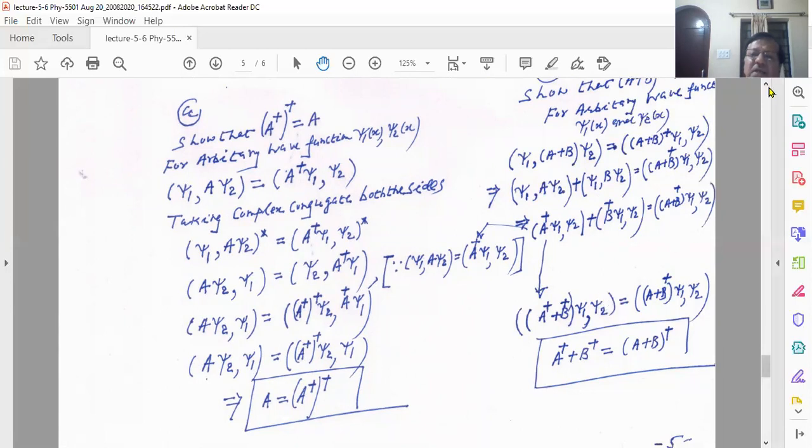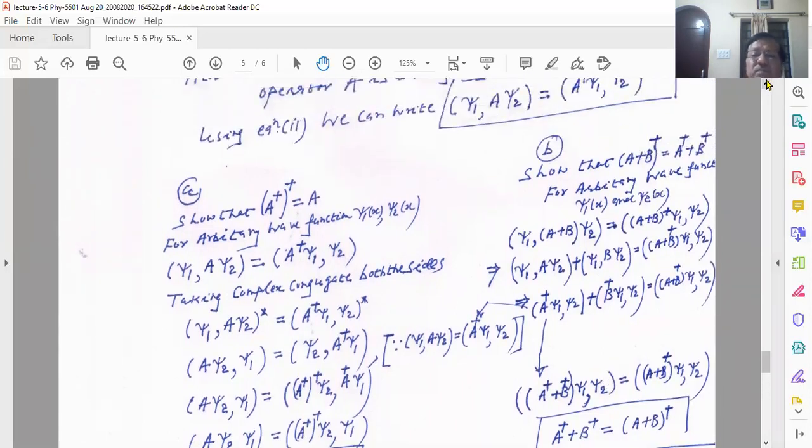Now there is another law which one can prove: if you have the addition of two operators A plus B, and you take the adjoint of A plus B, the adjoint of A plus B is the adjoint of A plus the adjoint of B. A dagger is the Hermitian adjoint of operator A, B dagger is the Hermitian adjoint of operator B. So you have the arbitrary wave functions psi 1(x) and psi 2(x).